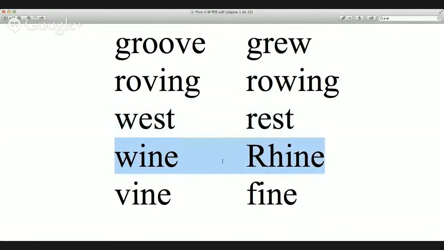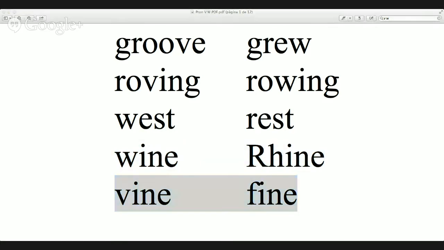And same difference here. Wine and rhyme. Albus. Wine, rhyme. Jade. Wine, rhyme. Pavel. Wine, rhyme. Yeah, there you go. Peter. Wine, rhyme. Good. And then again, the V and F.